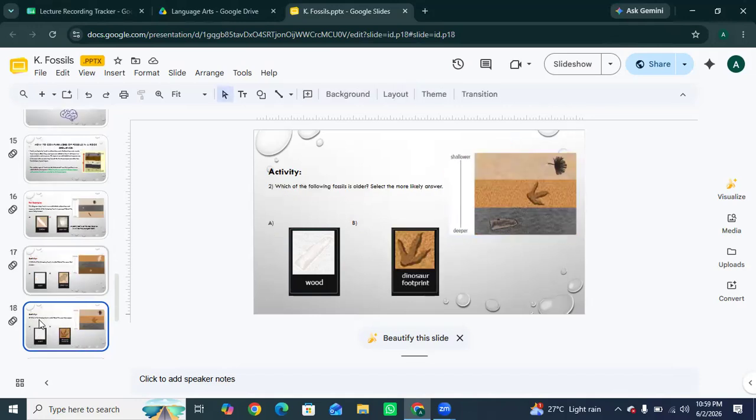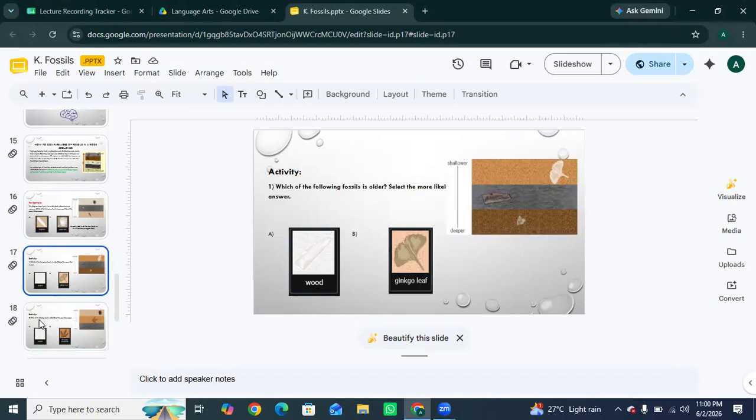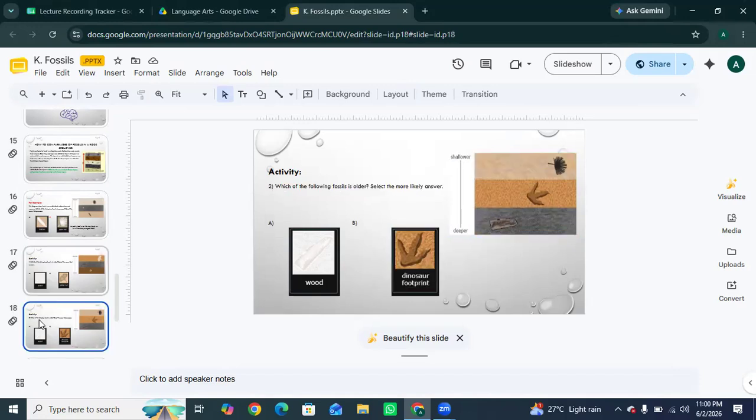So the next one is, which of the following fossils is older? Select the more likely answer. Wood or dinosaur footprint? Yes, wood. Because once again, we want to find the older fossil, which sits in a deeper layer. The dinosaur footprint is located in the middle, which is the orange layer, this one. And the piece of wood is trapped down in the bottommost layer. Since the wood is located below the footprint, the wood fossil is the older of the two.